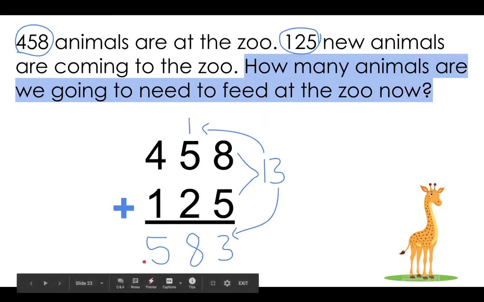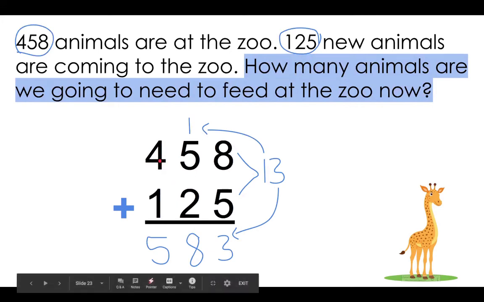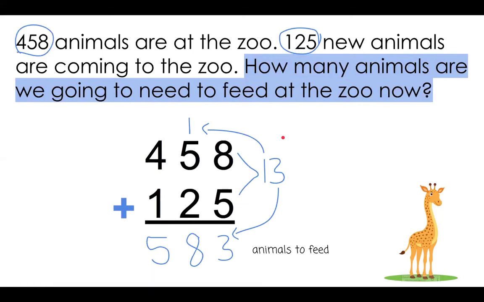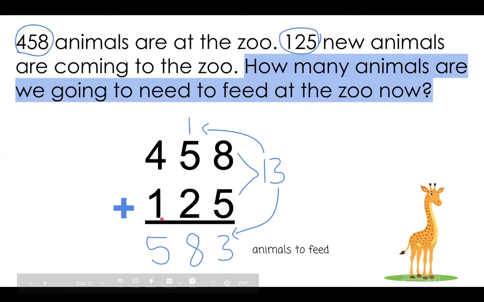Did you get 583? I knew that 8 plus 5 was 13, kept my 3 in the ones, bundled my 10 ones for a 10. 1 plus 5 plus 2 is 8, and 4 plus 1 is 5. Now on a story problem, do not forget your label. I will now have 583 animals to feed. I hope you learned something today about addition, subtraction, and story problems.